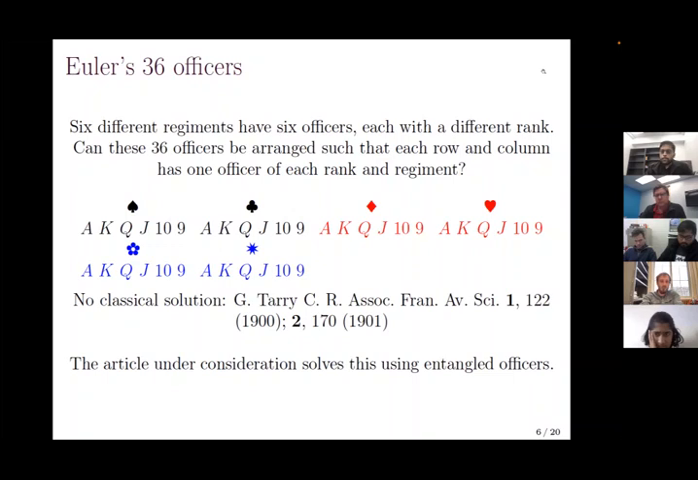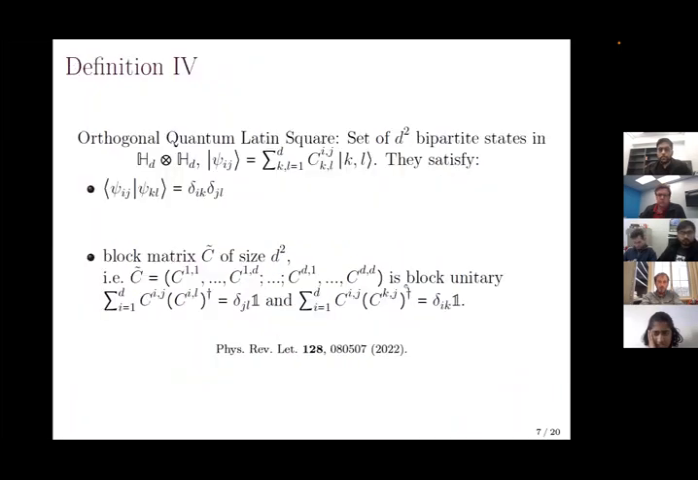But this article under consideration solves this using entangled officers. So they found a quantum solution to this problem, basically. To look at this, we need to know what a quantum orthogonal Latin square is. If you remember, I have already described what a quantum Latin square is, where each row and each column is an orthonormal basis. Now we're generalizing to orthogonal quantum Latin squares.